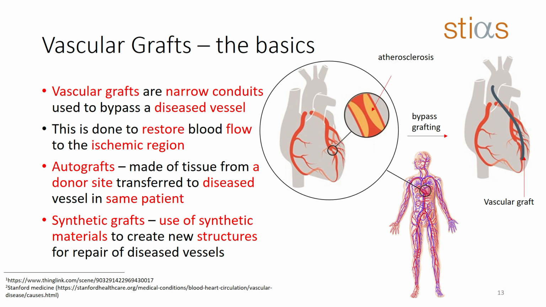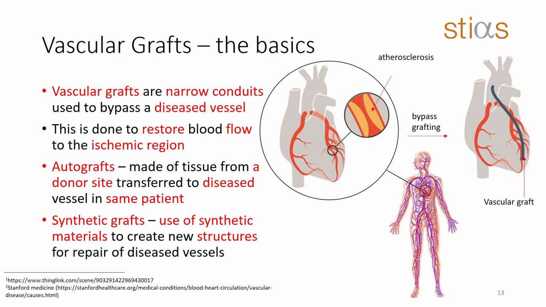Now, vascular grafts, in simple definition, are conduits or narrow tubes that are used to bypass diseased vessels. So when vessels are diseased or damaged, we normally use narrow tubes to try to bypass them and to restore the blood flow to the regions and organs where the blood flow has been reduced.